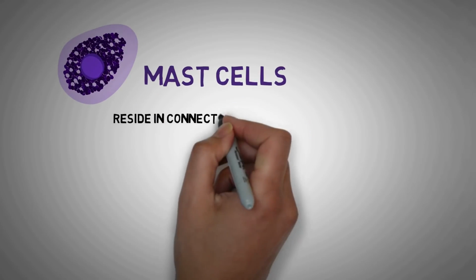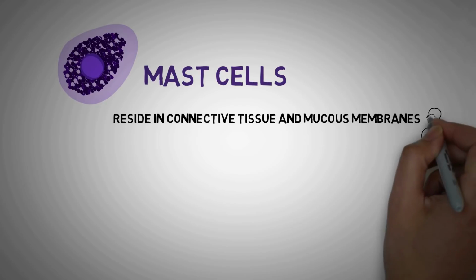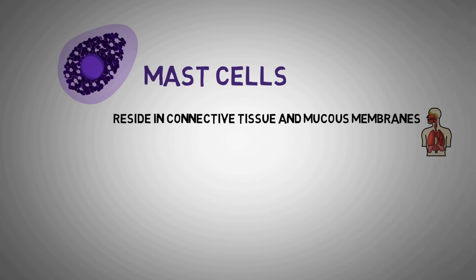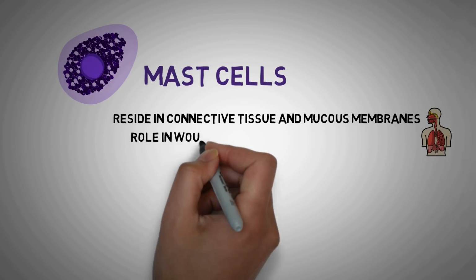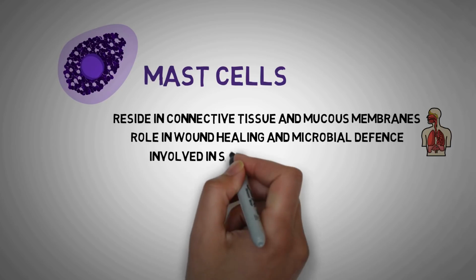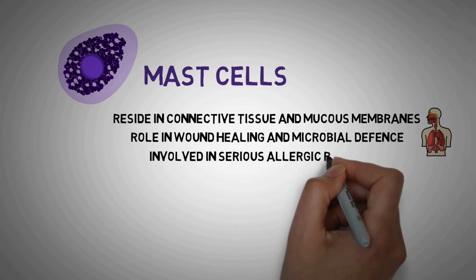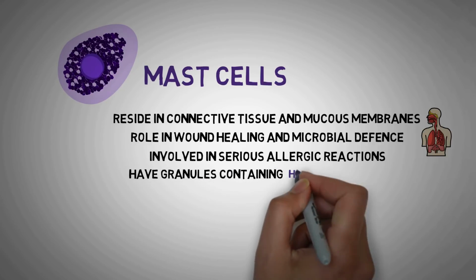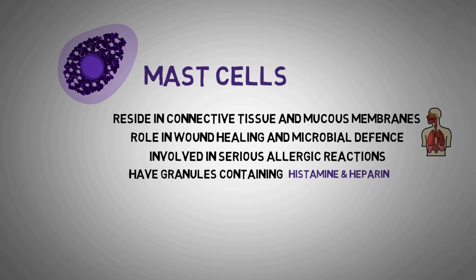Mast cells are a type of innate immune cells that reside in the connective tissue and in the mucous membranes, like the lining of our respiratory and gastrointestinal system. Mast cells are associated with wound healing and defense against pathogens, but are often associated with allergy and anaphylaxis, which are serious allergic reactions that can cause death.